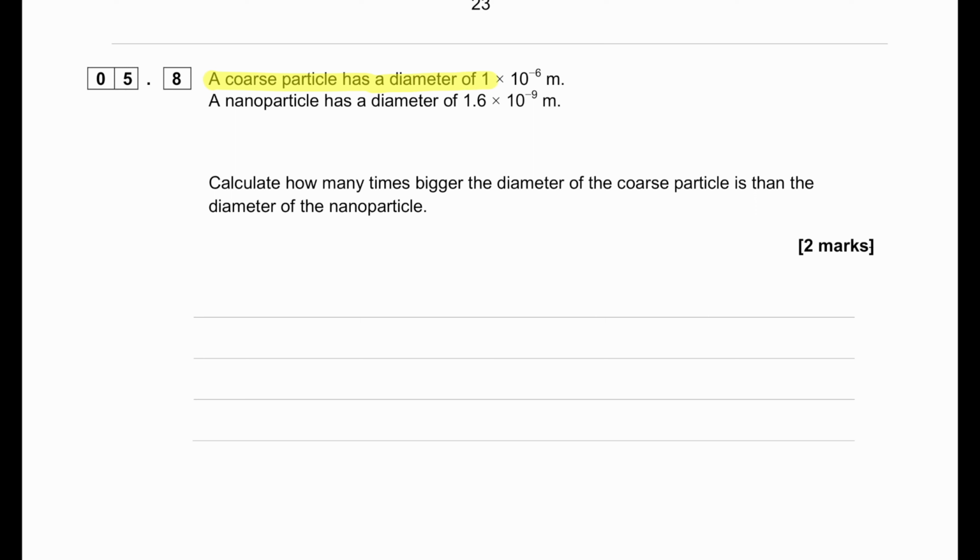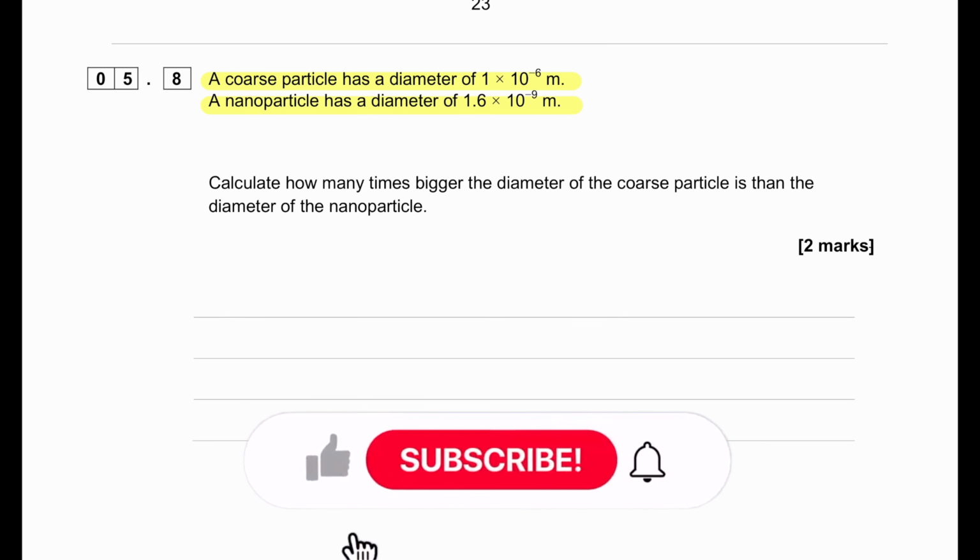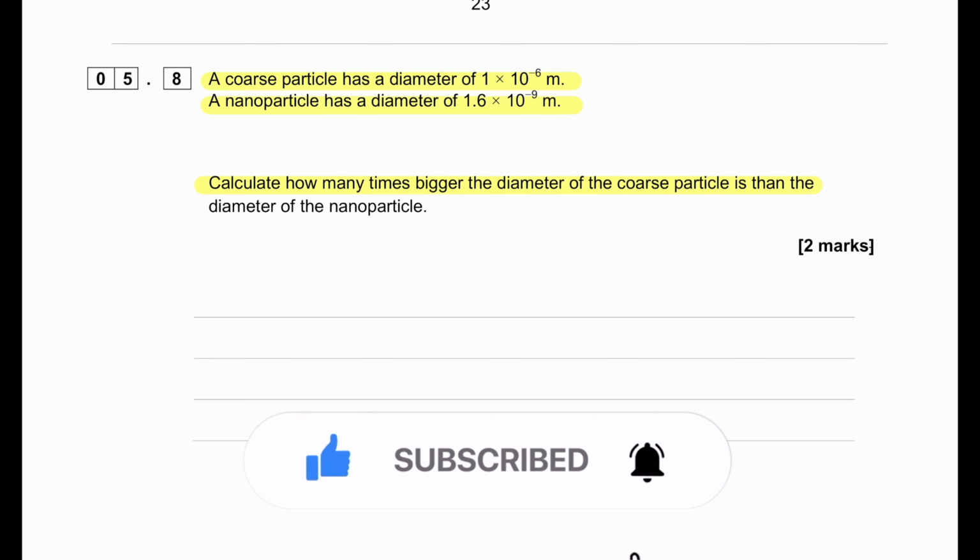A coarse particle has a diameter of 1 × 10^-6 meters. A nanoparticle has a diameter of 1.6 × 10^-9 meters. Calculate how many times bigger the diameter of the coarse particle is than the diameter of the nanoparticle.